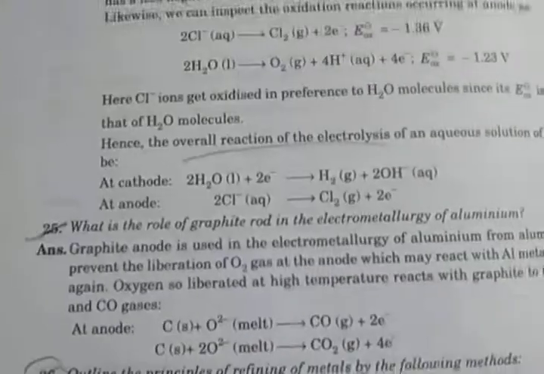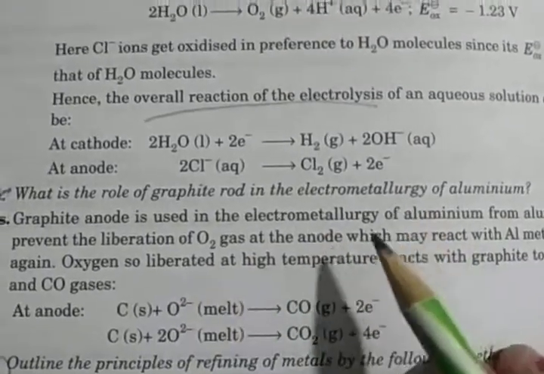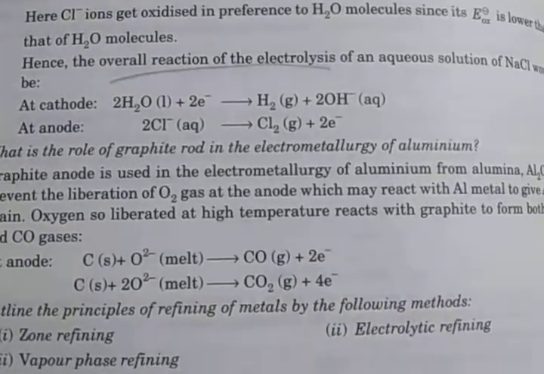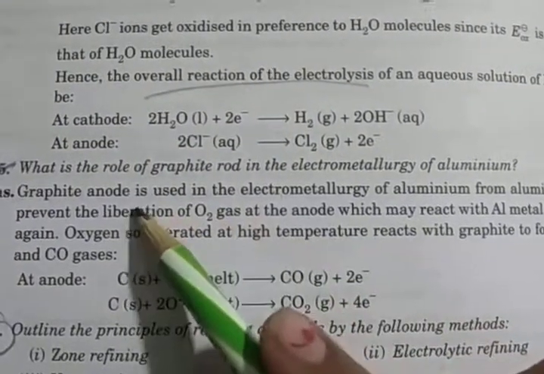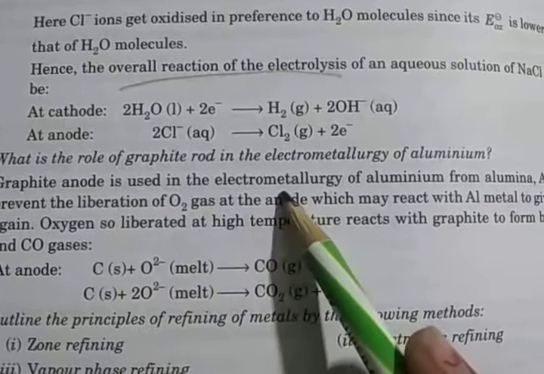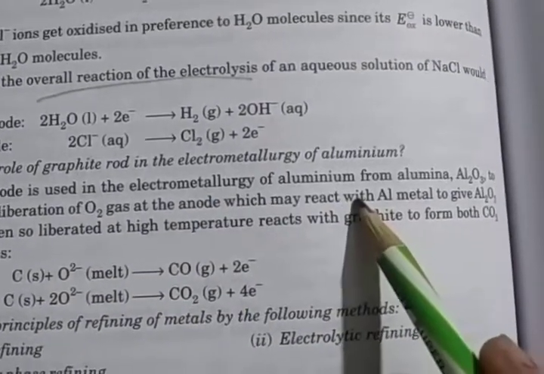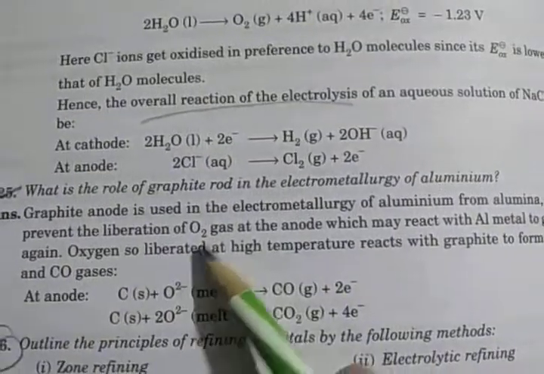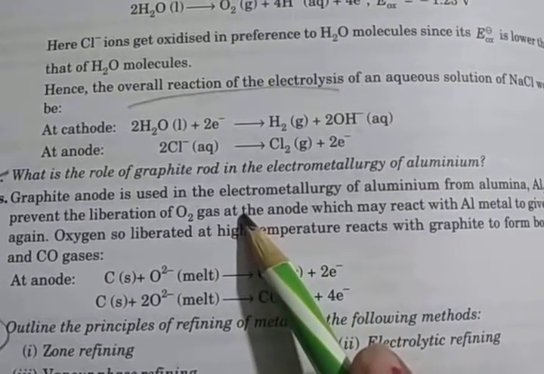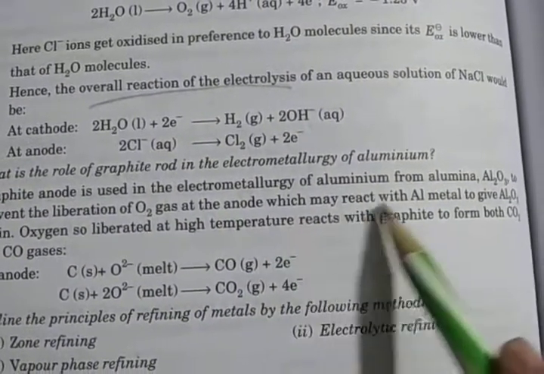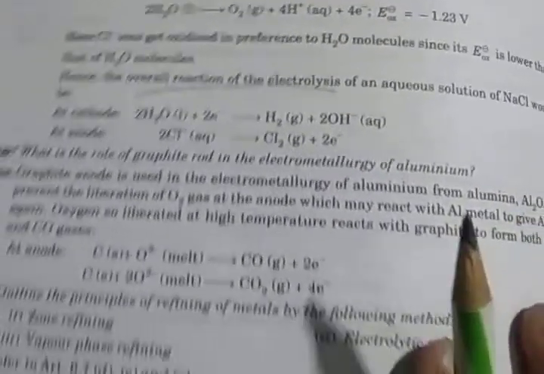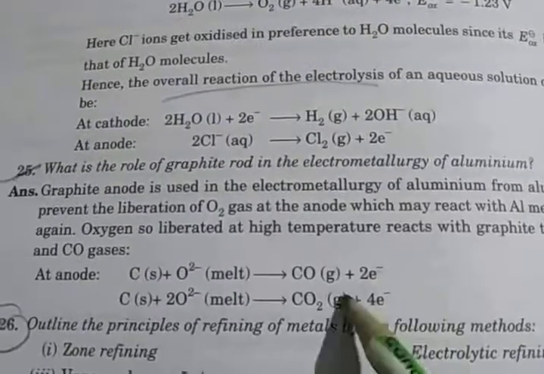Then question number 25. What is the role of the graphite rod in the electrometallurgy of aluminium? So a graphite anode is used in the electrometallurgy of aluminium from alumina. Alumina is Al2O3. This is to prevent the liberation of O2 gas at the anode, which may react with the aluminium metal to give Al2O3.